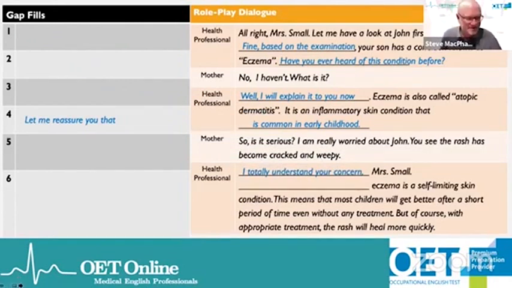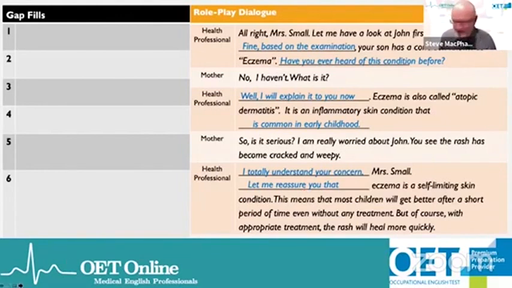And then the last one, we know what it is, don't we? Let me reassure you that eczema is a self-limiting skin condition. This means that most children will get better after a short period of time, even without any treatment. But of course, with appropriate treatment, the rash will heal more quickly. So that's nice. Just remember that pattern, everyone, to show empathy. I understand your concern. So empathy, and then reassurance. Let me reassure you. That's a nice pattern, everyone.